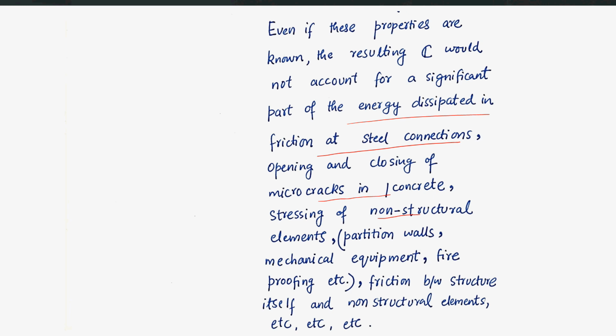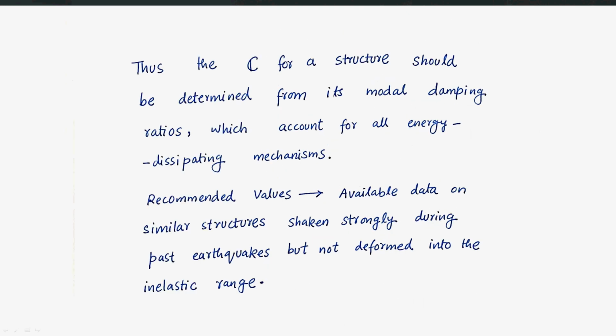So it means that the C matrix should not be merely a function of material damping properties. Otherwise, it will not account for several real phenomena. So there should be a more effective way of constructing this C matrix. So one way, the most commonly used way, is that you directly define the modal damping ratios, which account for all energy dissipating mechanisms.